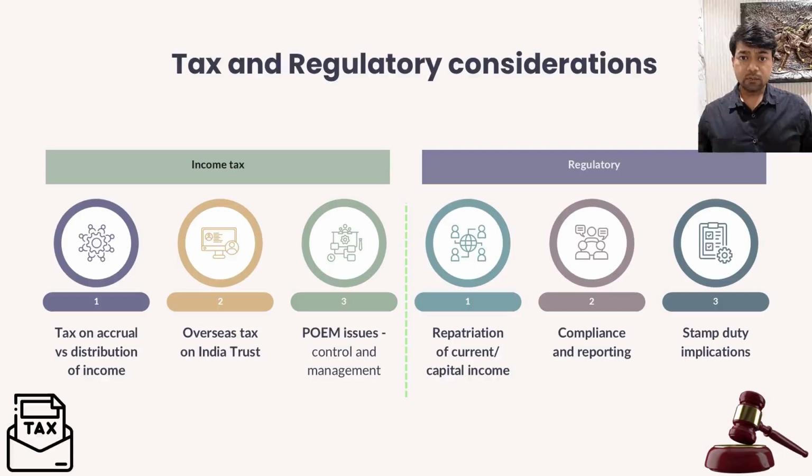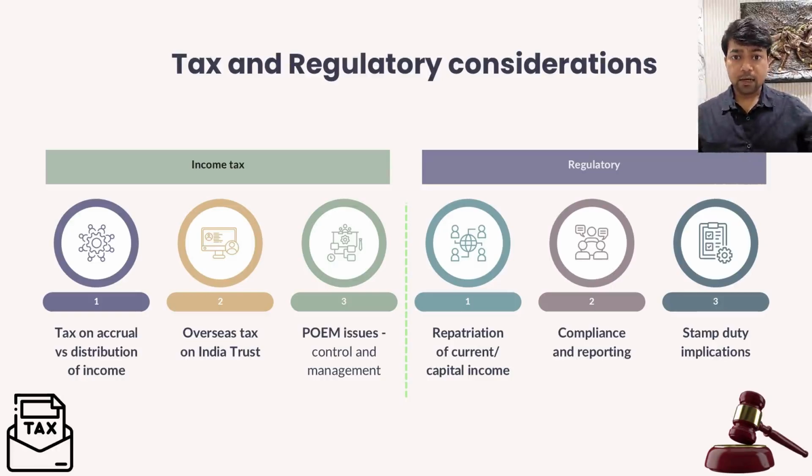From an India exchange control perspective, the first consideration is how much income you can take out from the India trust outside India. It will depend upon whether the income will be current income or capital income. Current income is repatriable without any limit, and capital income is subject to $1 million per annum per beneficiary. Secondly, you also have to see the compliance and reporting obligations from an India exchange control perspective. The third consideration from an India regulatory perspective is the stamp duty.